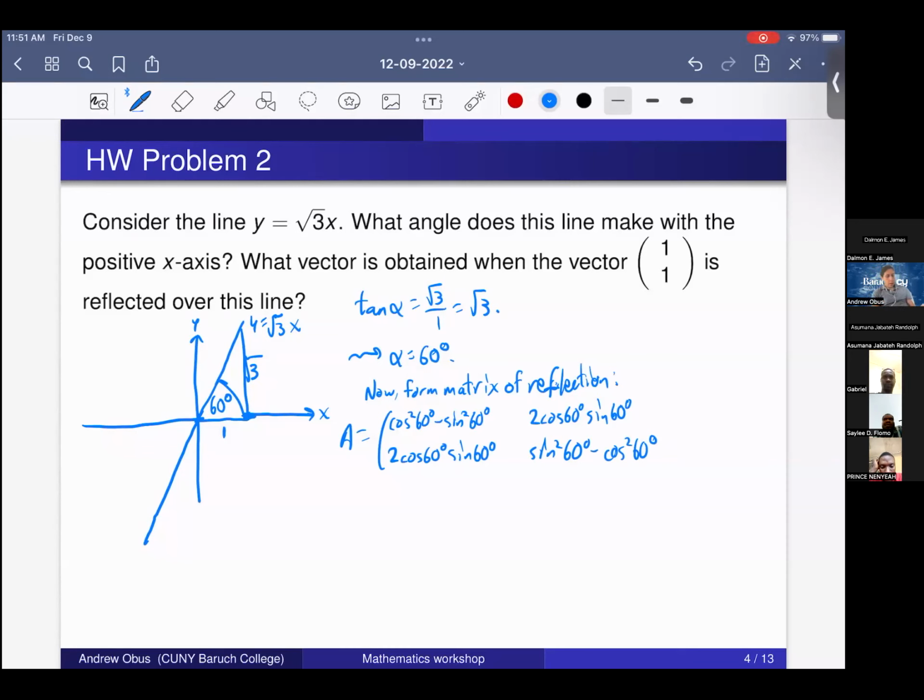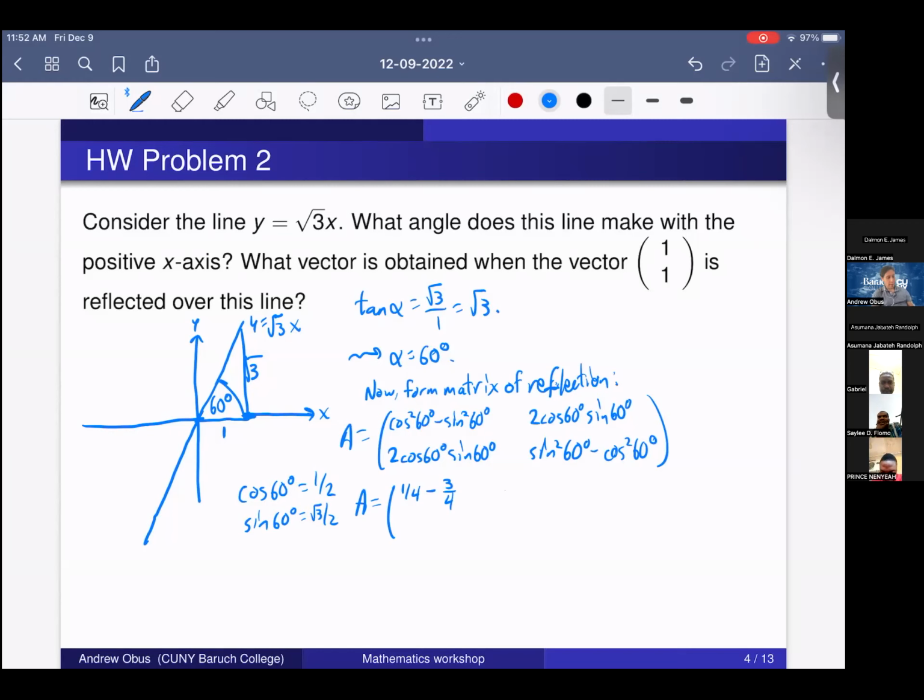Okay, so this is what we have. And now, just in the interest of time, I'm just going to go forward and do this. So cosine of 60 degrees is equal to 1/2, and sine of 60 degrees is equal to square root of 3 over 2. So what we get is that A is equal to, well, the square of 1/2, so that's 1/4, minus the square of root 3 over 2, which is 3/4.